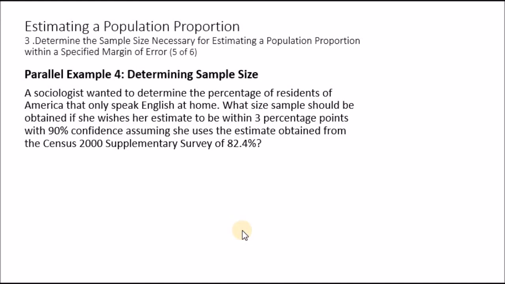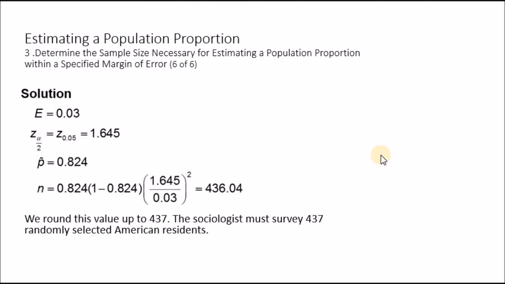Let's look at this example to determine the sample size. A sociologist wanted to determine the percentage of residents of America that only speak English at home. What size sample should be obtained if she wishes her estimate to be within 3 percentage points with 90% confidence, assuming she uses the estimate obtained from a census of the year 2000 supplementary survey of 82.4%. So p hat is given in the question. P hat is going to be equal to 0.824. So let's see how we're going to solve that.